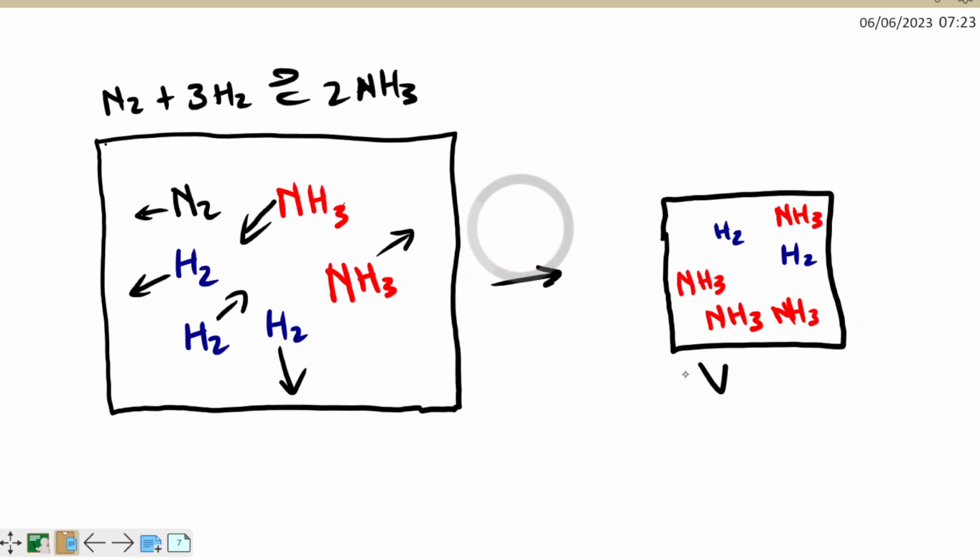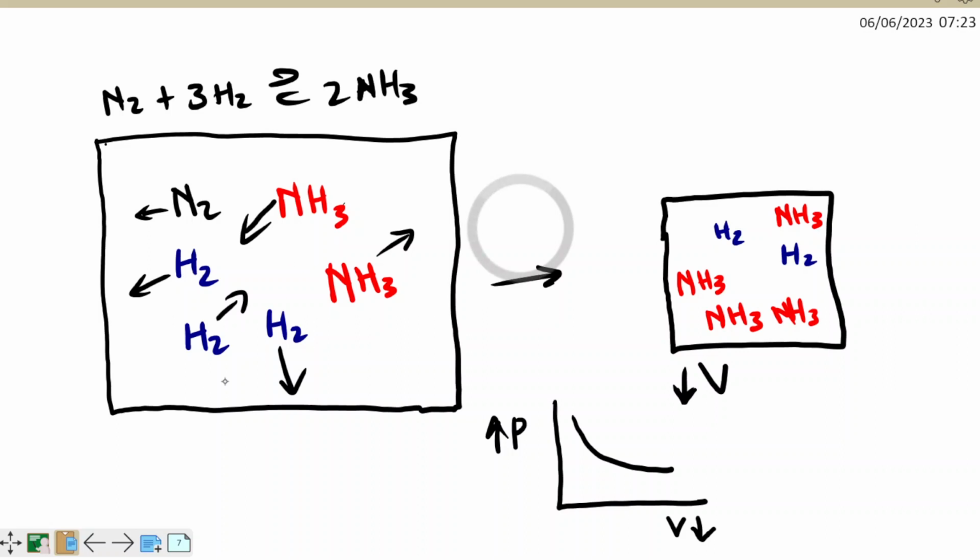If you can see here, the volume is being decreased. The only way to increase the pressure in a system is to decrease the volume. Because according to Boyle's law, if you remember, the volume of an enclosed gas is inversely proportional to the pressure, which means that if you decrease the volume, you are actually increasing the pressure.